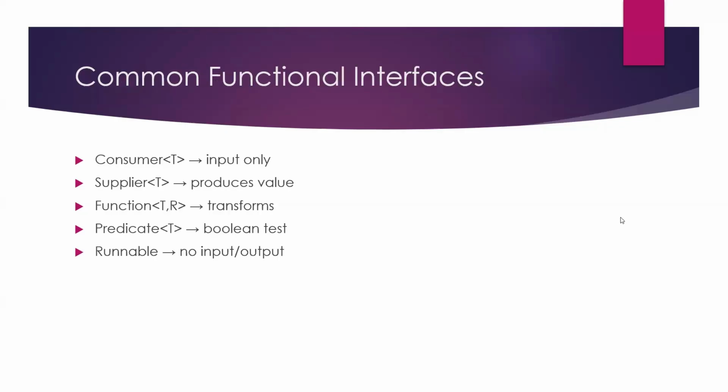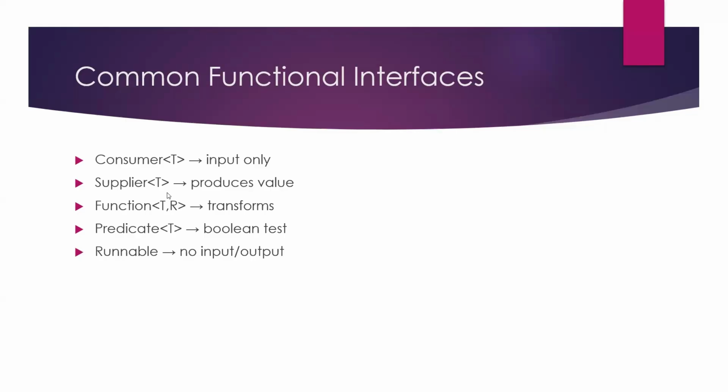Here are some common functional interfaces. There are around 43 built-in functional interfaces in Java, but here are the most common. Here's the Consumer. It takes in a value and outputs some behavior. It does not return anything. Here's a Supplier. It doesn't take in anything, but it returns a value.